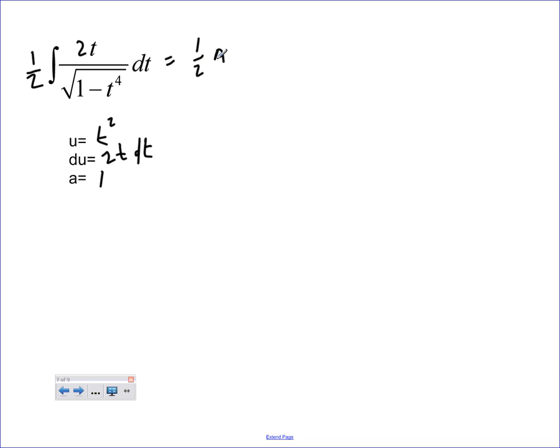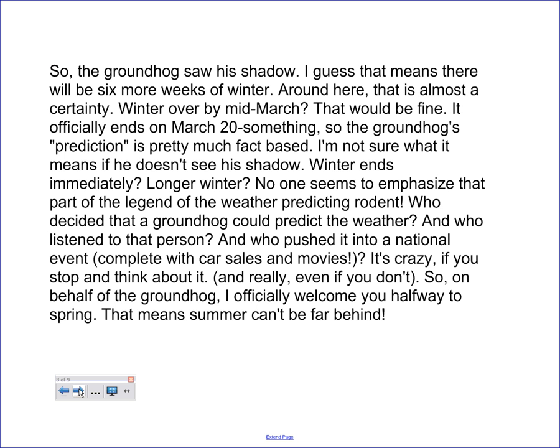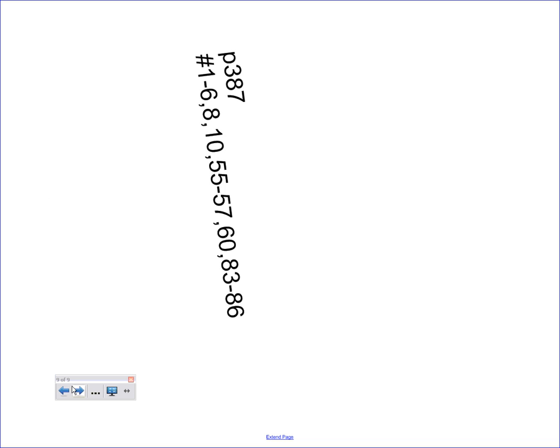So the half's coming along for the ride. We don't need a u over a, or 1 over a, I'm sorry, because we're going to go arcsine. Sine doesn't have any a's in it. And then we're just u over a, I'm misspeaking, u is t squared, and then over 1, so we're not going to bother with the over 1, plus c. 1/2 arcsine t squared plus c. Okay?